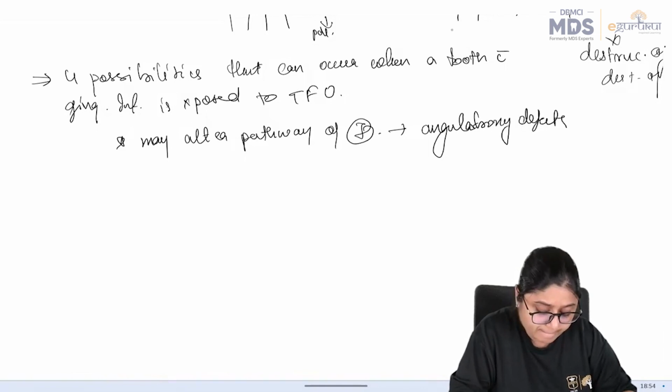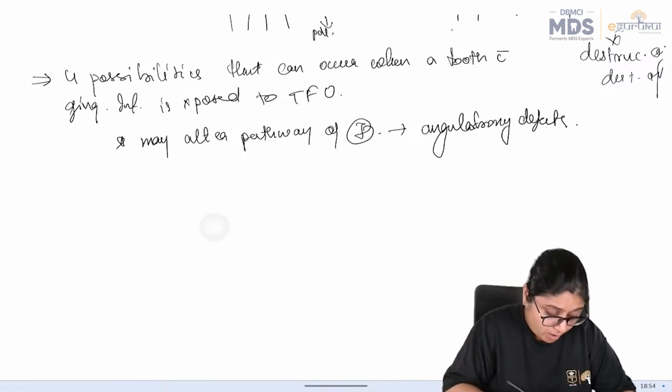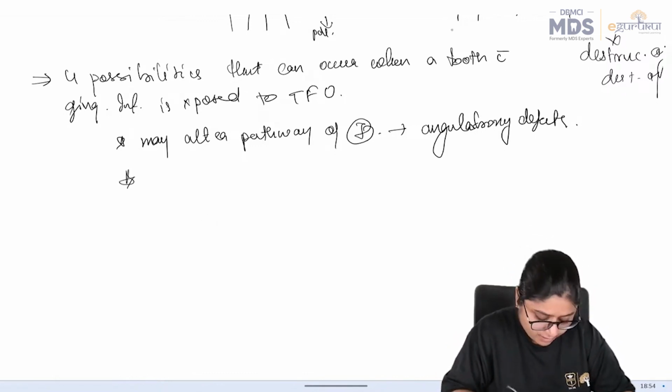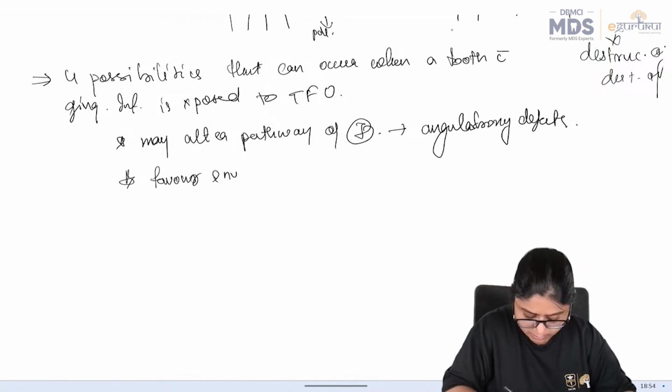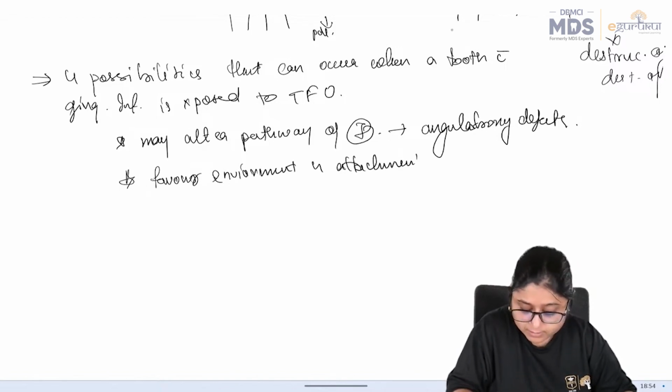Therefore, most commonly with trauma from occlusion, what you see is the angular bony defects. Or it may favor an environment for the formation and attachment of plaque and calculus.